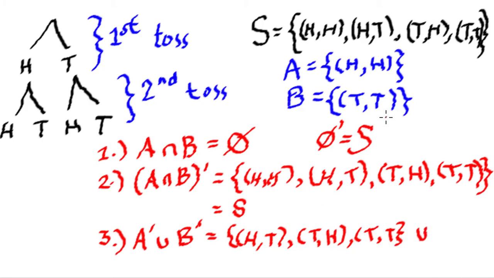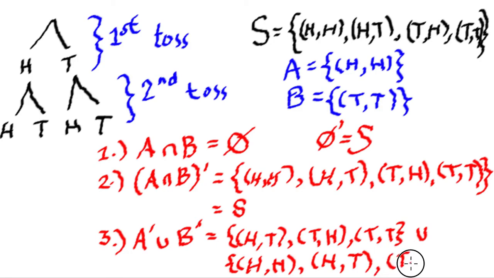So the B complement, the B itself is double T, two tails. We're going to get the complement of B, so that's going to be all the outcomes in the sample space except this double T. So what we have is HH here. Then we have HT. Then we have TH. And there we go. Those are the elements of B complement.